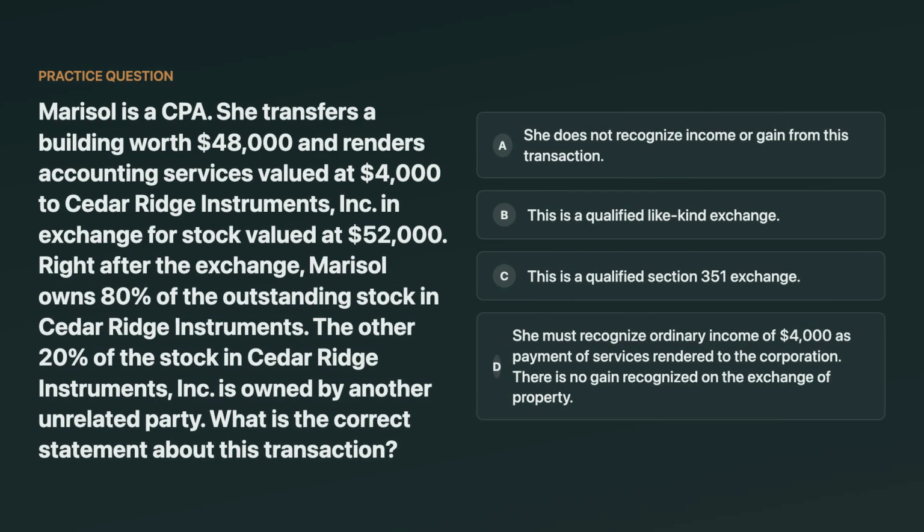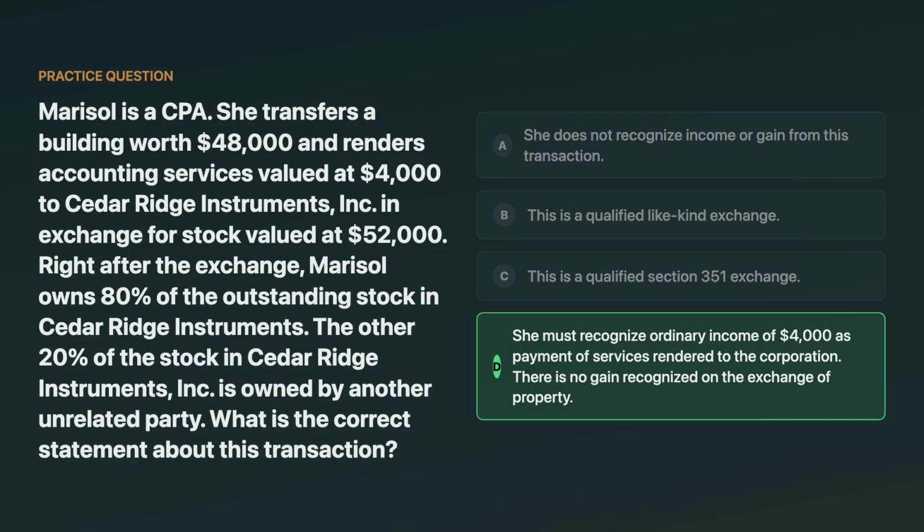Marisol is a CPA. She transfers a building worth $48,000 and also provides accounting services worth $4,000 to a corporation in exchange for stock worth $52,000. Right after the exchange, she owns 80% of the corporation. What's the correct statement about this transaction? Think about it.